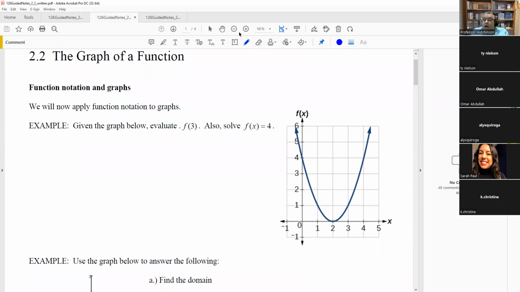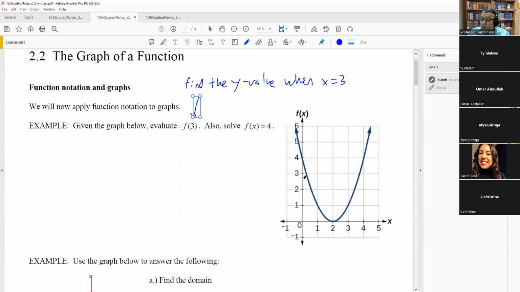It says, given the graph below, evaluate f of 3, and then we also want to solve f of x equals 4. So we kind of do two in one problems here. With f of 3, what that means is find the y value when x equals 3. That's exactly what this is saying to do. f of 3 means find the y value when x is equal to 3. That's what this translates into.